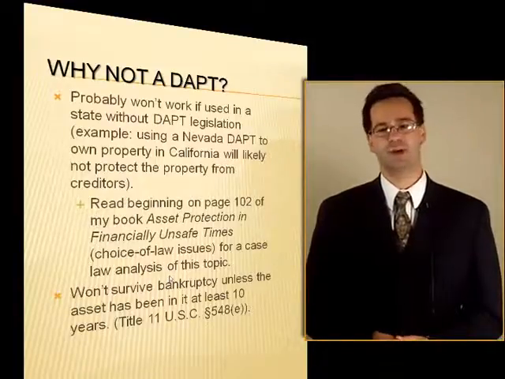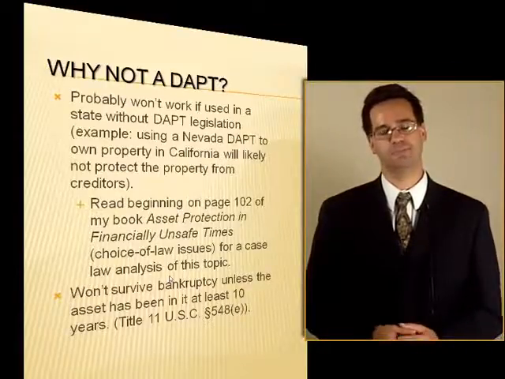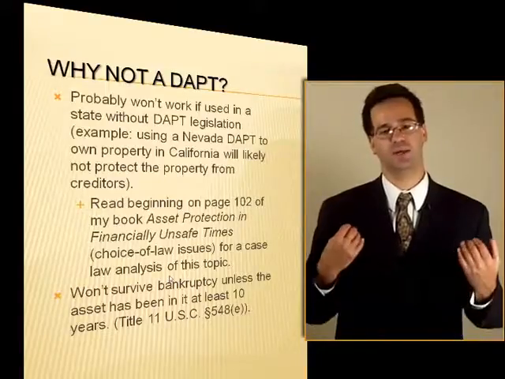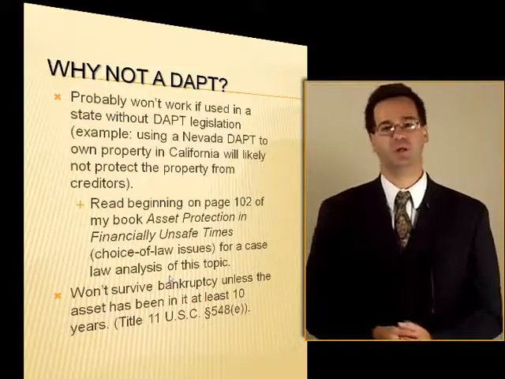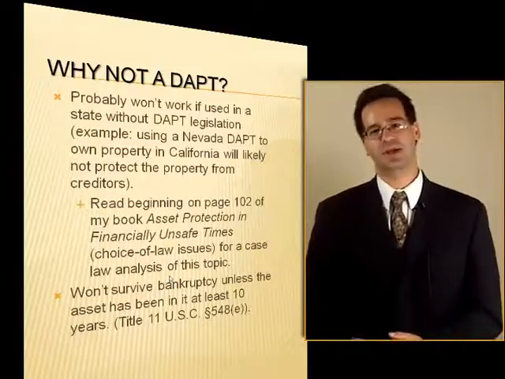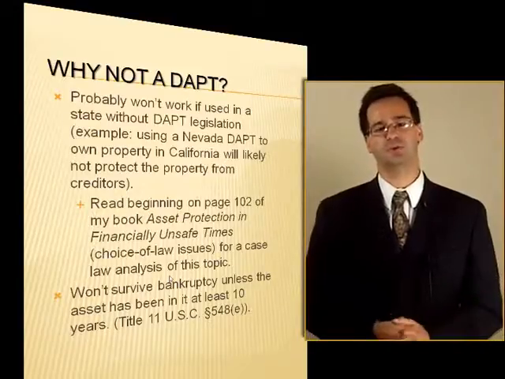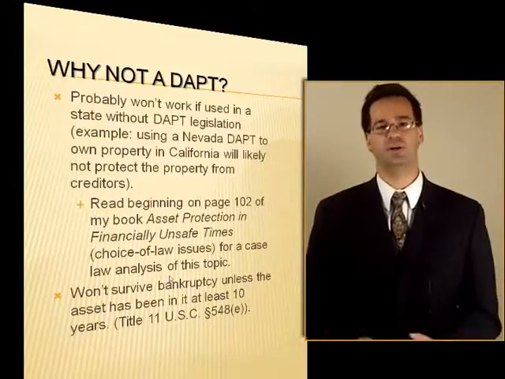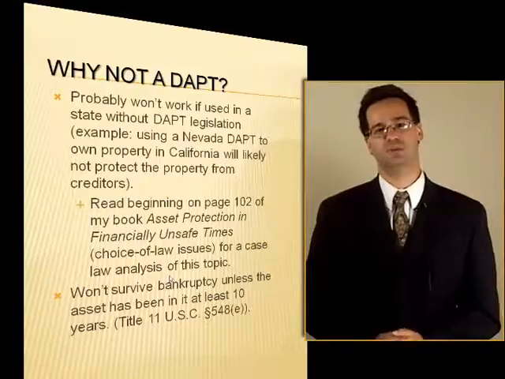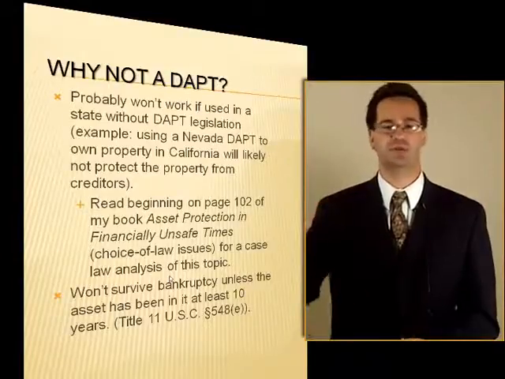Number one, let's say you live in a state such as California that doesn't have domestic asset protection trust legislation. They don't recognize that type of protection in California. So a person goes to a state that does have DAPT legislation, such as Nevada, and they get a trust there and then put the California home in it. Well, due to what's called choice of law issues, conflict of law issues, probably not going to work because you're going to be sued in California where the home is, where you are, and a California court will probably not recognize the protections afforded in this other state.